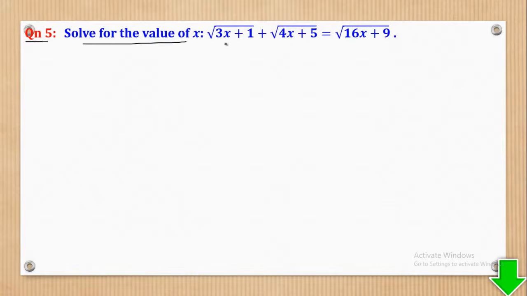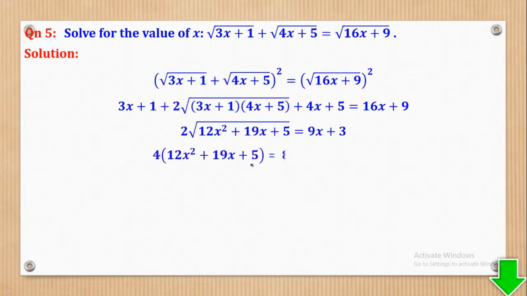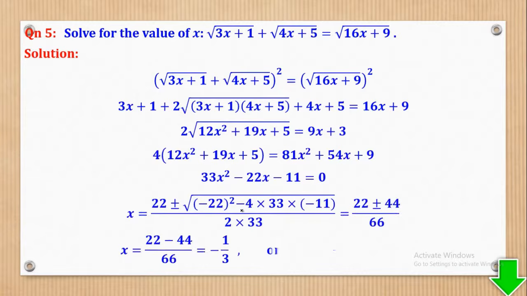So we shall go to question 5, where they want you to solve for that. We still do the same procedure: square both sides, expand, rearrange, then square again, collect like terms to get a quadratic, and solve the quadratic. So this time we have used the bulldozer method. So the values of x can be negative a third or 1. Then next we have to verify.